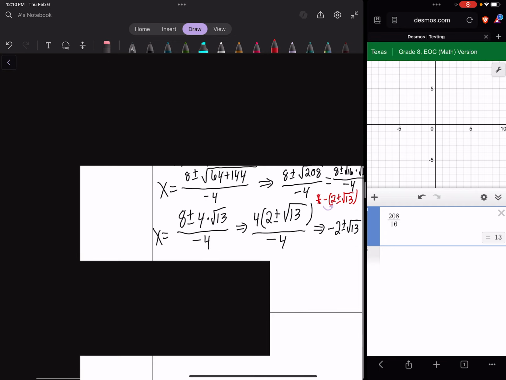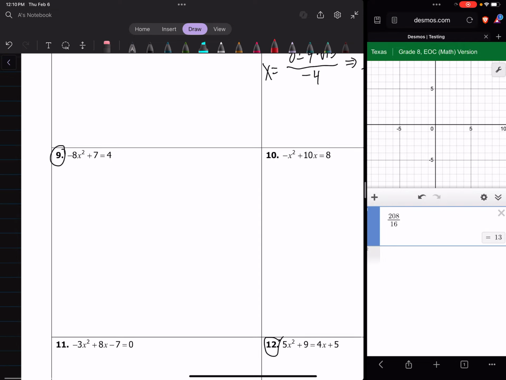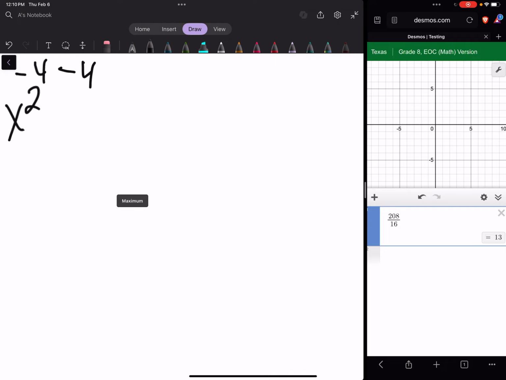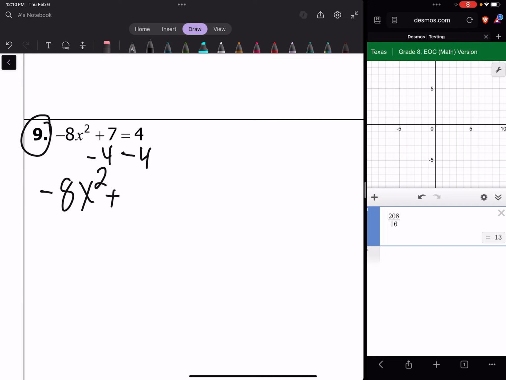All right, I'm going to give you one more example, number 9. For number 9, I have to move the 4 over, excuse me, negative 8x squared, 7 minus 4 is 3, equals 0. This could be a place where your common sense comes into play, because it should, and I will work it that way secondly, but let's keep working from here.